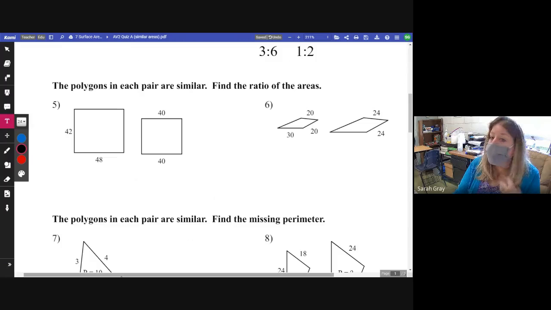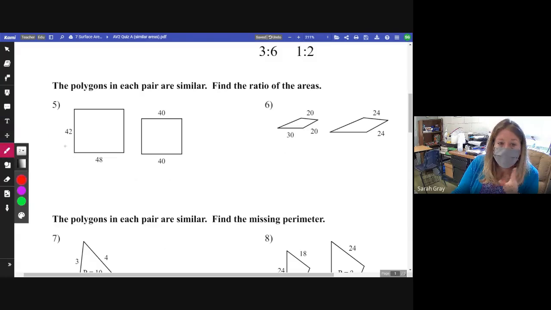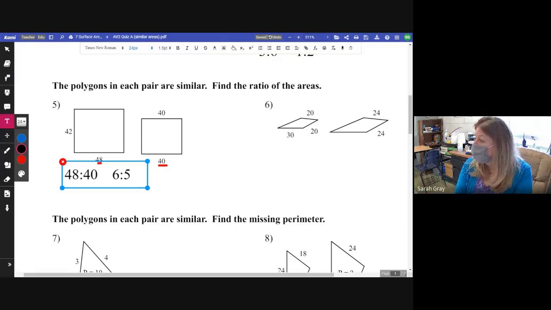Ratio of areas is like ratio of perimeters, except we have to square them. So start with ratio of sides. Be careful that you're picking corresponding sides. 48 and 40. So I'll start with that, and then I'll simplify it. Both of these divide by 8. So 6 and 5. That's the ratio of the sides, or the ratio of the perimeters.